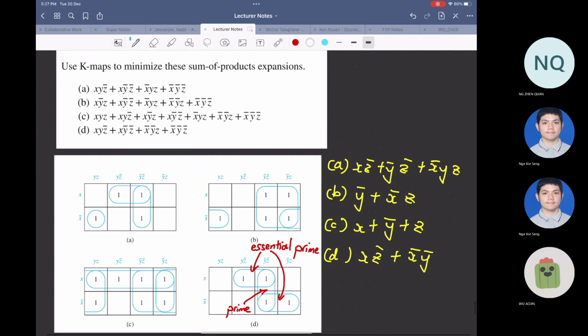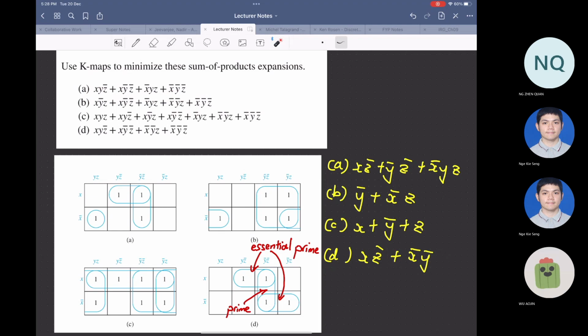So for example, use K-map to minimize this sum of product expansion. Okay. So you should imagine that in your mind, there's one logic gate circuit behind this expression here. So you need to use some inverters and then some AND gates, some OR gates to produce this. Okay. So you can see that there's a lot of gates you need to use here. So we want to try to minimize it using the K-map.